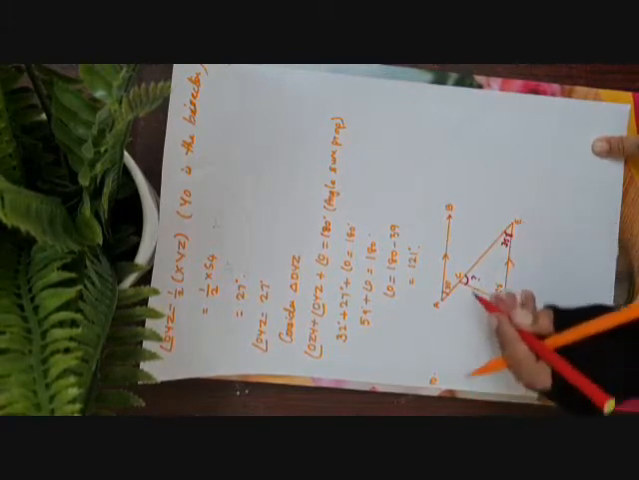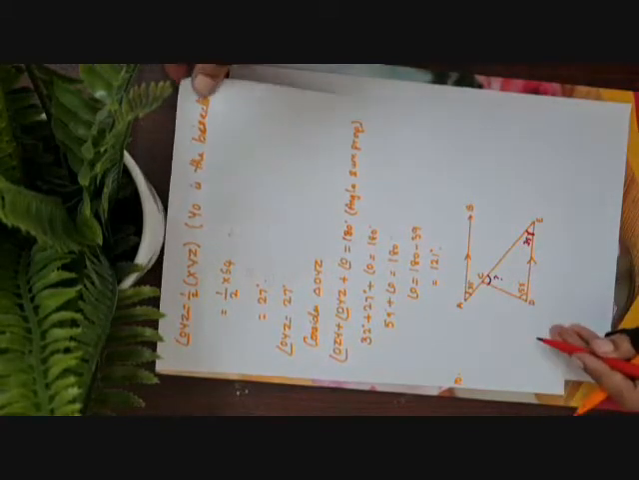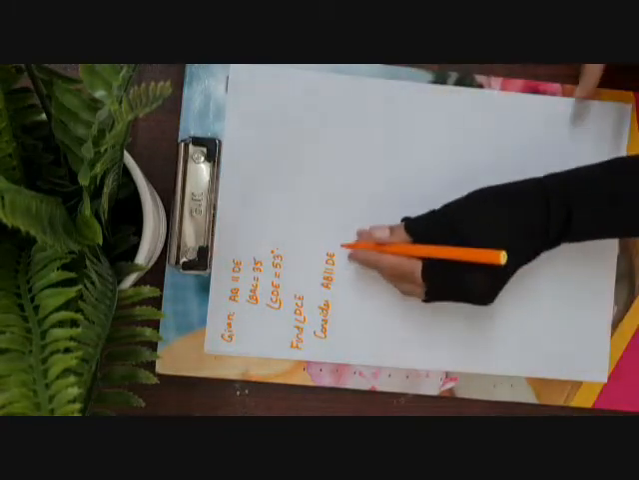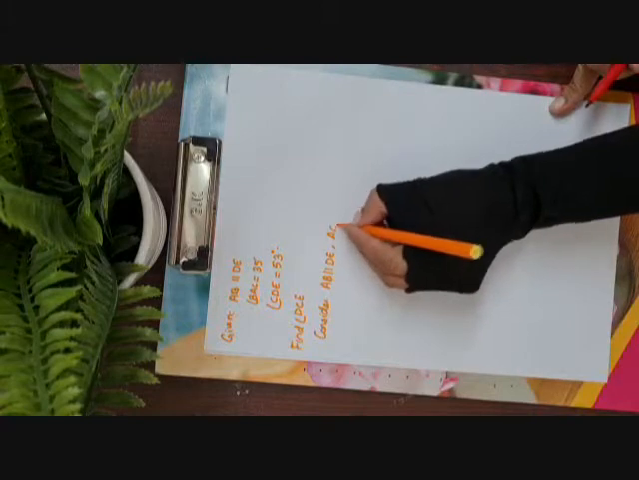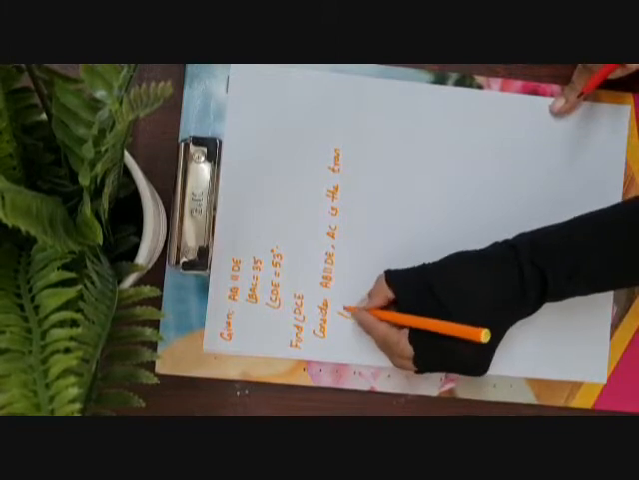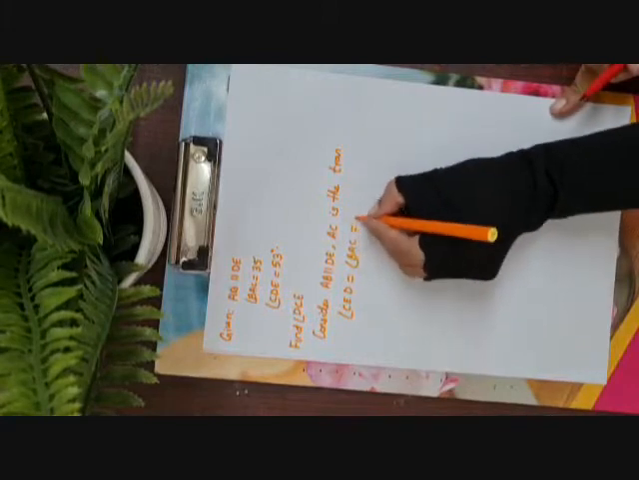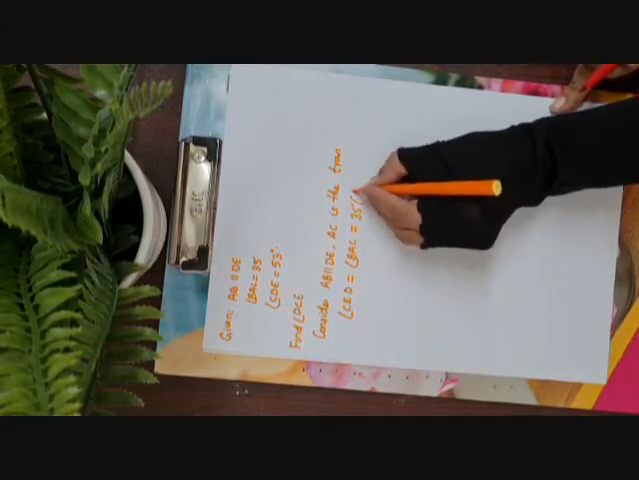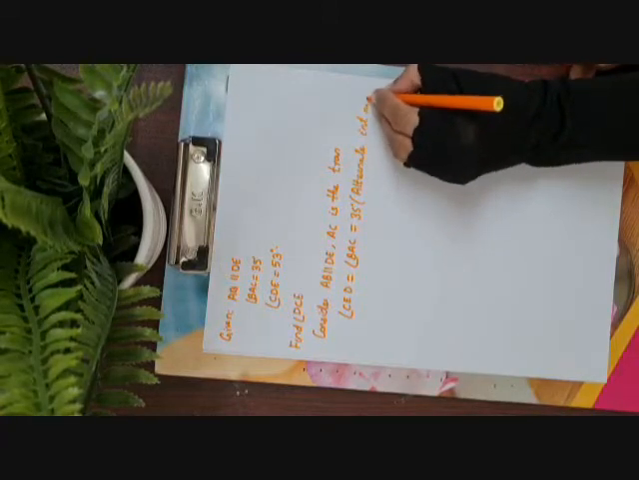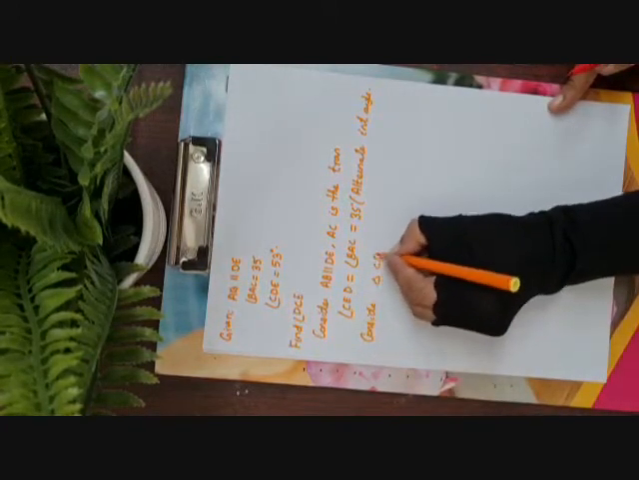And then we will consider triangle CDE. In this triangle we know two angles. It is very easy to find the third angle. I hope you get it. So let us solve it. AB is parallel to DE. AC is the transversal. Angle CED is equals to angle BAC, which is equals to 35 degrees. They are alternate interior angles.